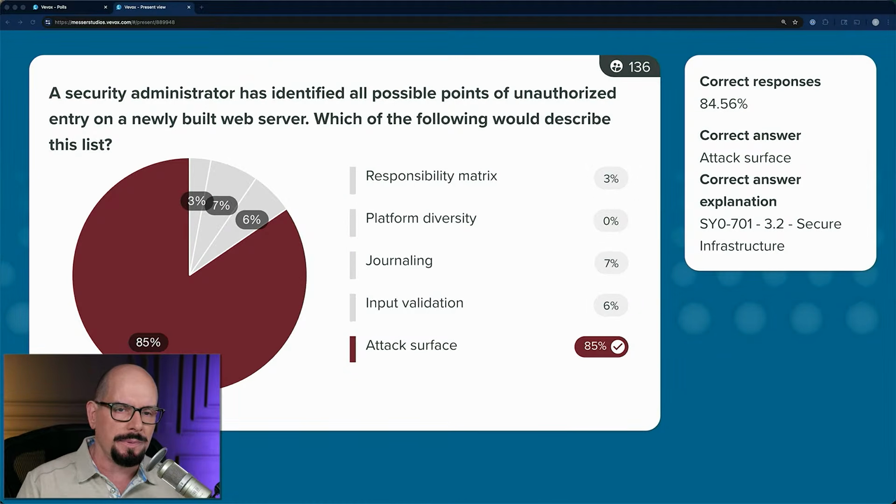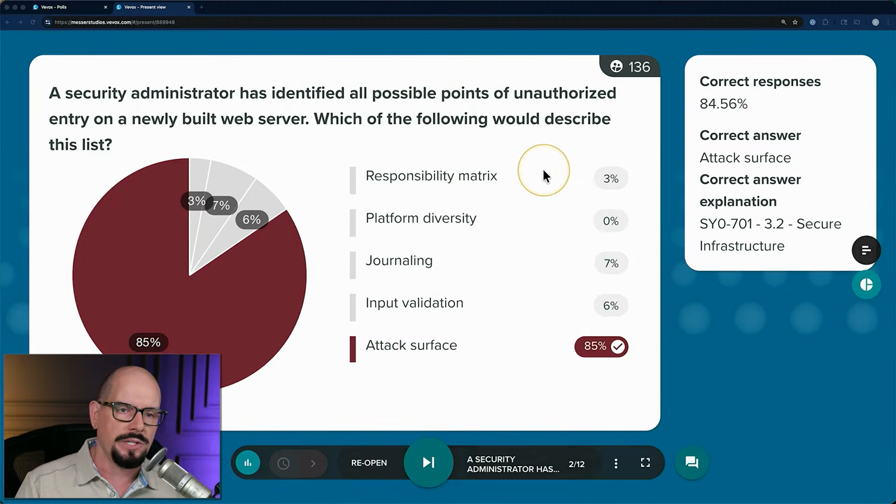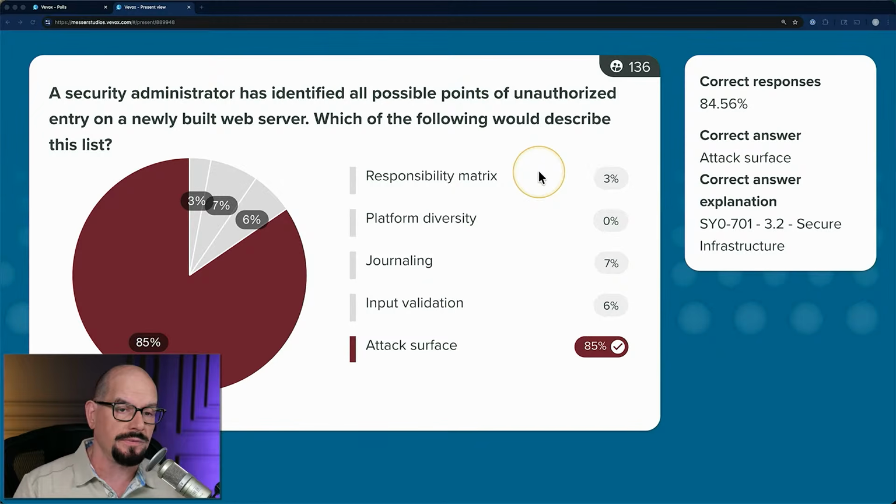Was not the responsibility matrix. That's a very common matrix you might see associated with cloud-based services. Who's in charge of the operating system? Who's in charge of the data? Who's in charge of the application? That wasn't what we were trying to determine here. Platform diversity describes you having different operating systems running different versions of OS. That way, if you have a problem with a Windows issue, you know it's not going to affect your Linux devices.